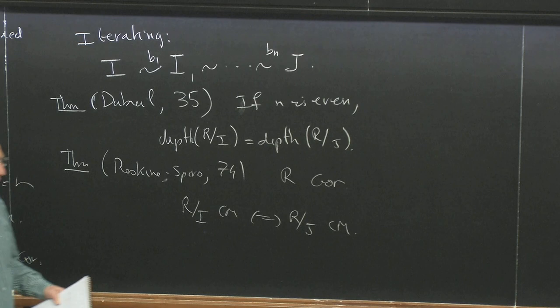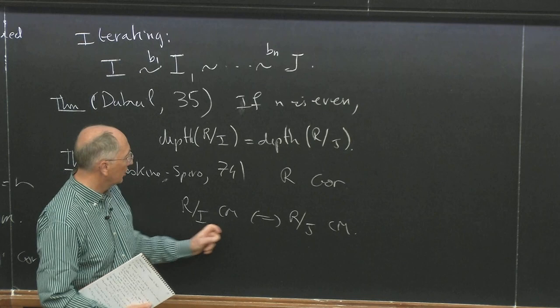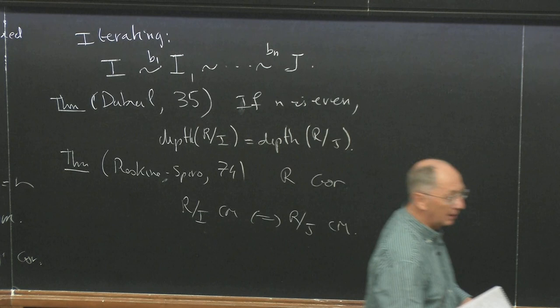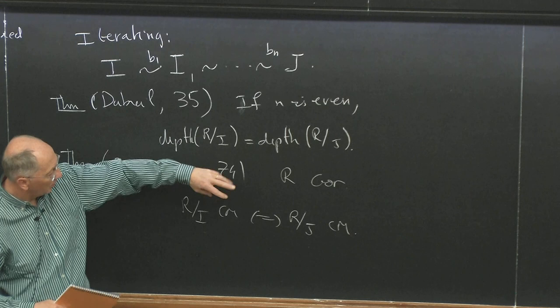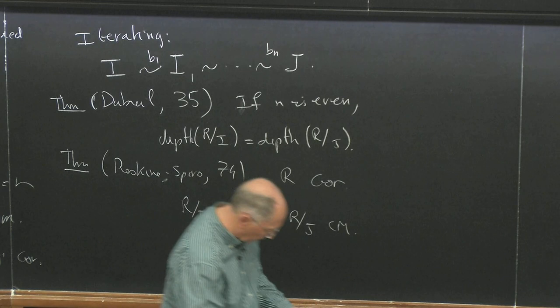Okay, nevertheless, it's not true that the depths will be the same, but you can say things about the depths from one from the other, but I won't enter into that. But for instance, if locally you're Cohen-Macaulay, then the local cohomology modules that measure the defects of Cohen-Macaulayness will be permuted and dualized. So you can say what happens, but it's a little bit more complicated.